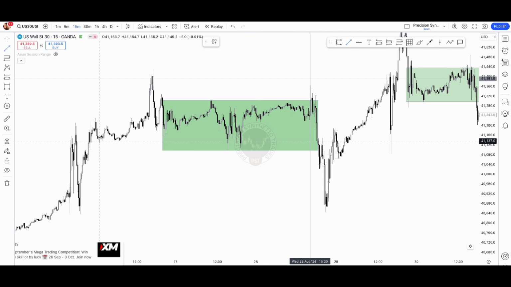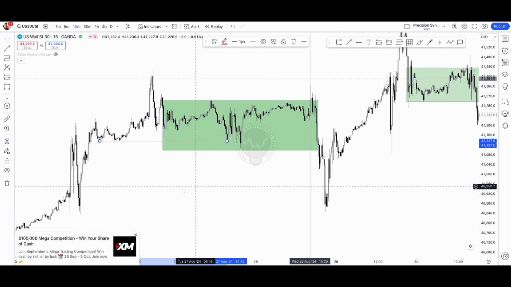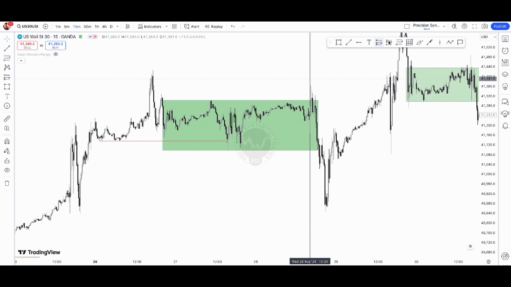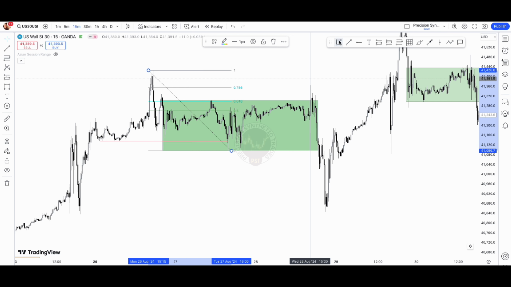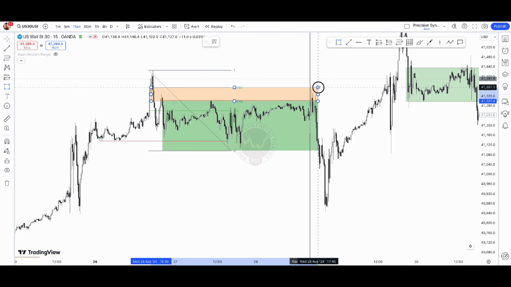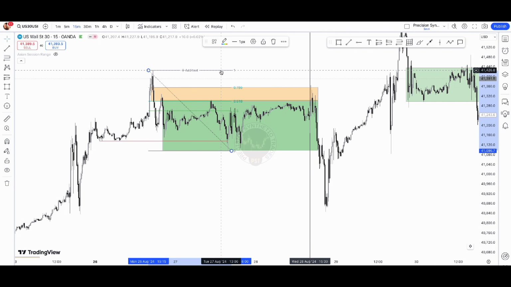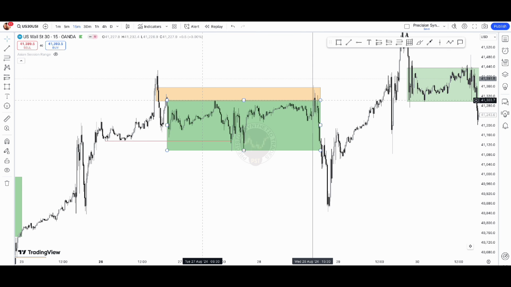We took out this equal lows here. So I'm going to mark my high from this high to this low. And I'm going to mark out my OTE zone, the 61.8 till the 78.6. Let's delete the fib. The orange is my OTE zone.